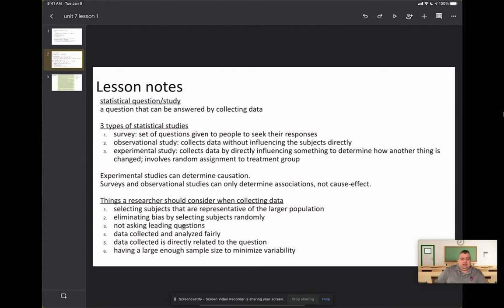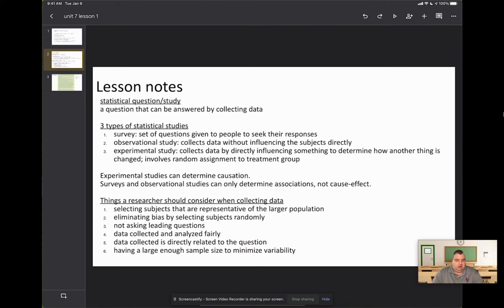Okay. Lastly, in the lesson notes for today, things a researcher should consider when collecting data. You want to select participants that are representative of the larger population. If you are, for example, testing the effectiveness of a vaccine, you want to make sure you have a diverse set of participants. You don't want only boys or only girls or only people of one race, and so on and so forth. You want to have a diverse set of participants that represents the entire population.